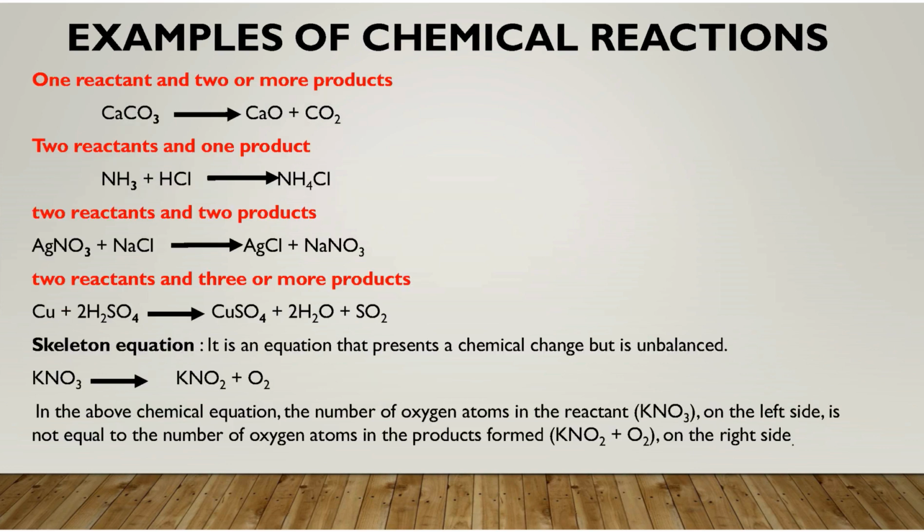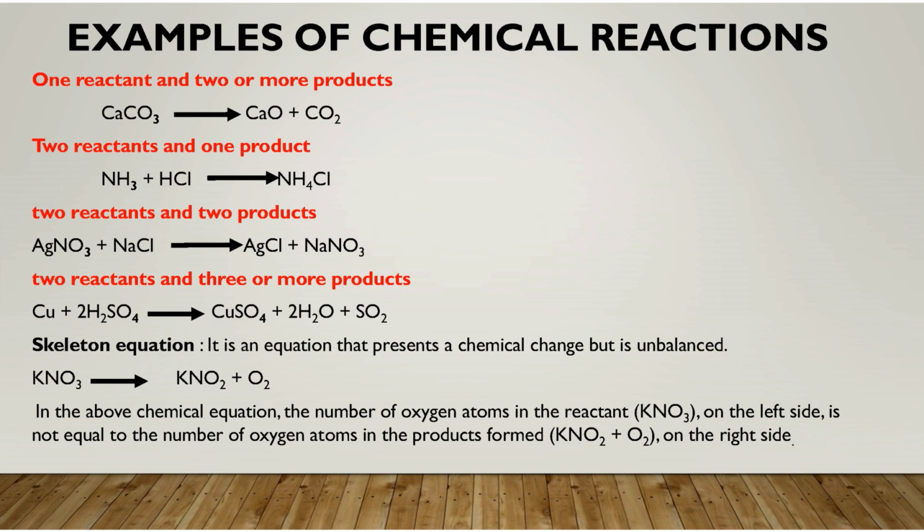So first we take the example of 1 reactant and 2 or more products. It means reactant is 1 and product will be 2 or more. So reactant is 1 here and product may be 2 or more. So we take the example of calcium carbonate. The formula of calcium carbonate is CaCO3 and it will form CaO, calcium oxide.